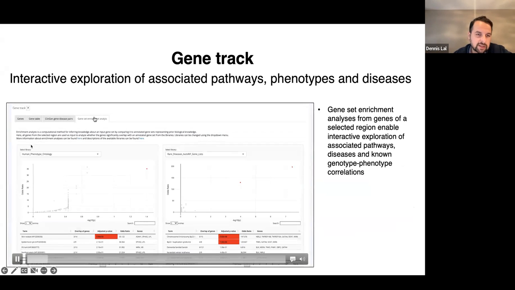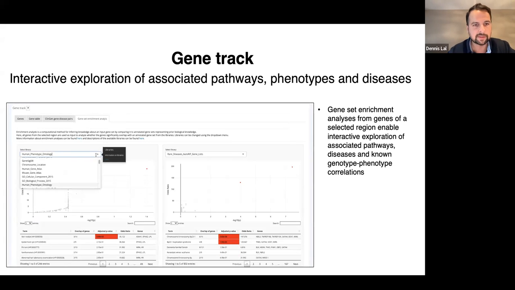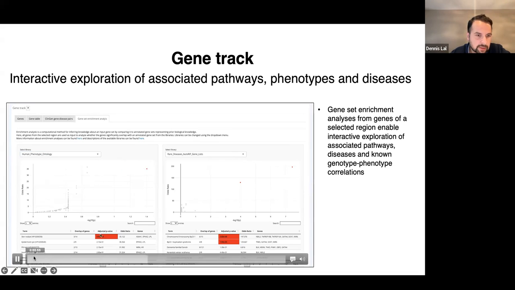Okay, so let's see next. On the next thing, we implemented a gene set enrichment analysis. Because many of these CNVs affect many genes, and sometimes the question is whether they affect a specific pathway.